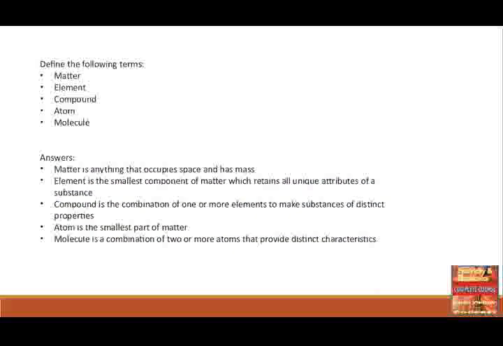Define the following terms. Matter is anything that occupies space and has mass. Element is the smallest component of matter which retains all unique attributes of a substance. Compound is the combination of two or more elements to make substances of distinct properties. Atom is the smallest part of matter. A molecule is a combination of two or more atoms that provide distinct characteristics.